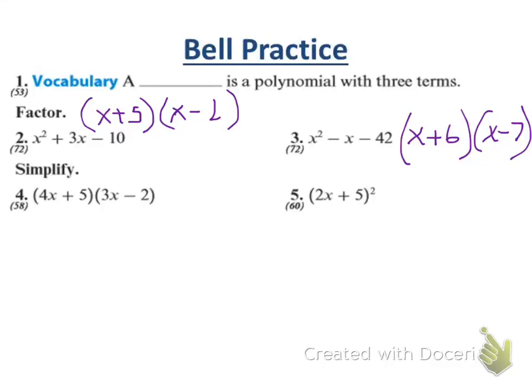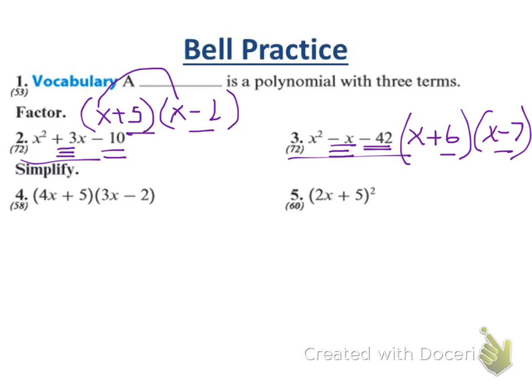Number 4 and 5 in the bell work here have a lot to do with what we're going to be doing in our lesson today. Number 2 and number 3 that we've just looked at here both are pretty simple to factor because there's only one choice for x squared. That's x times x. So you just have to find the factors of negative 10 that add up to be positive 3, and the factors of negative 42 that add up to be negative 1. And that's the values that go in these two blanks.